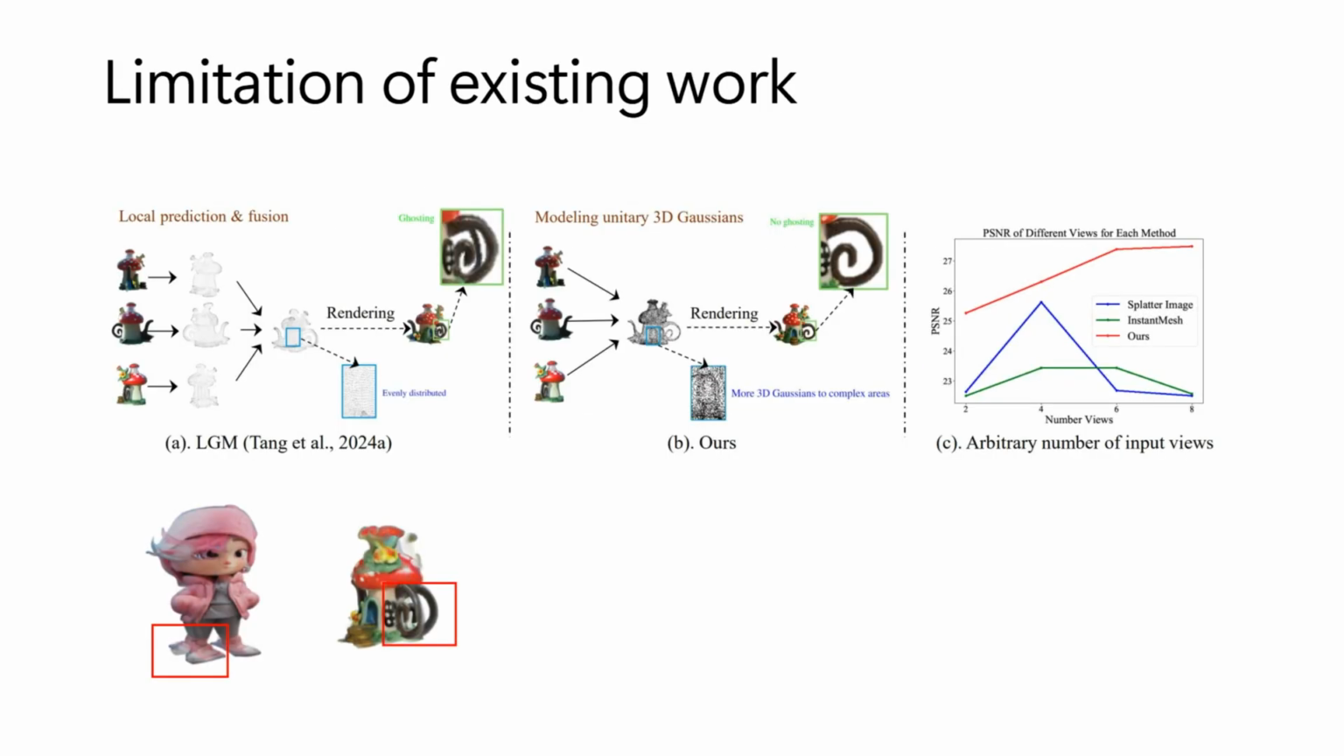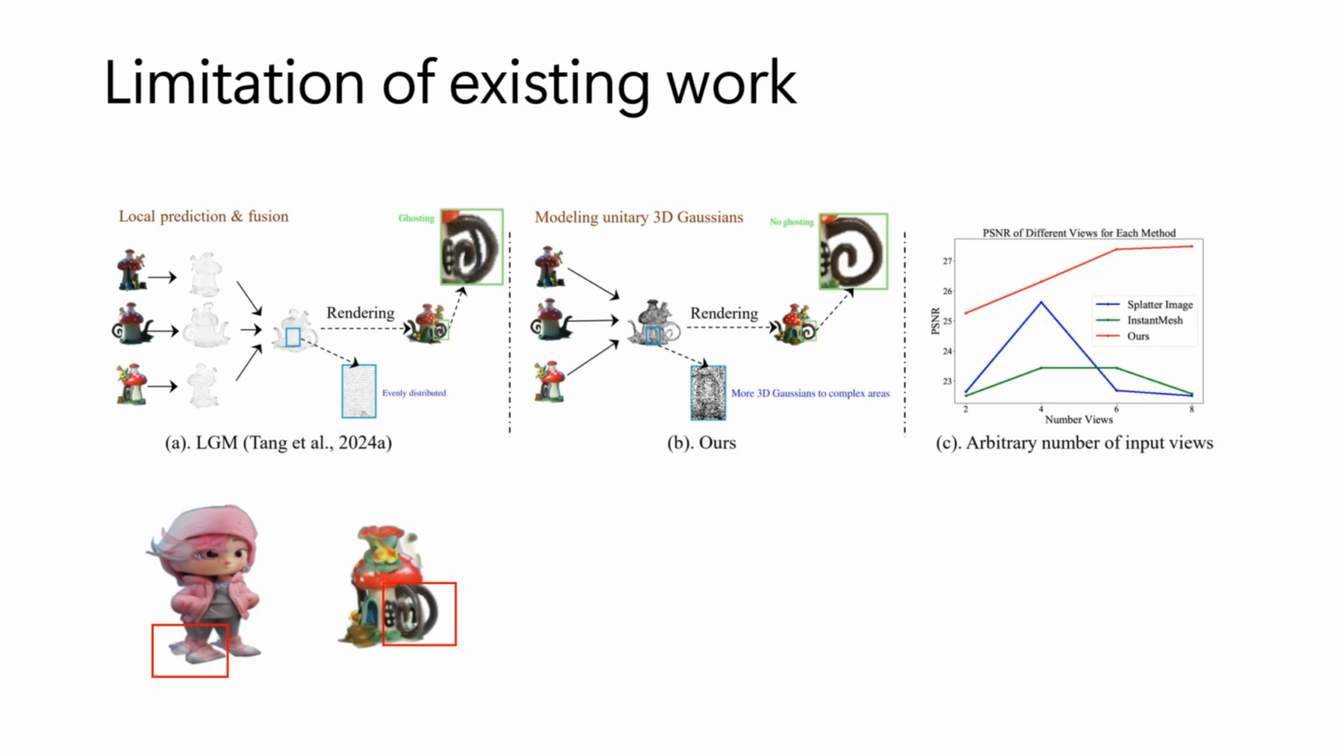Such a design brings three main limitations. The first one is that they predict a 3D Gaussian for each pixel. As the pixels are evenly distributed, the final 3D Gaussians are also evenly distributed in both simple and complex regions. As shown in the figure, for example, the door on this teapot has more texture information and therefore should be represented by more 3D Gaussians, which does not appear in previous work.